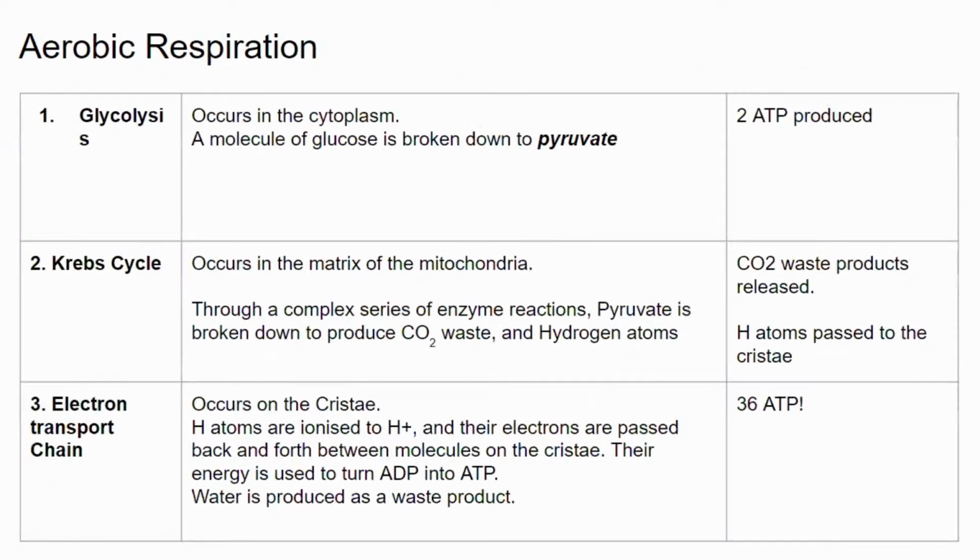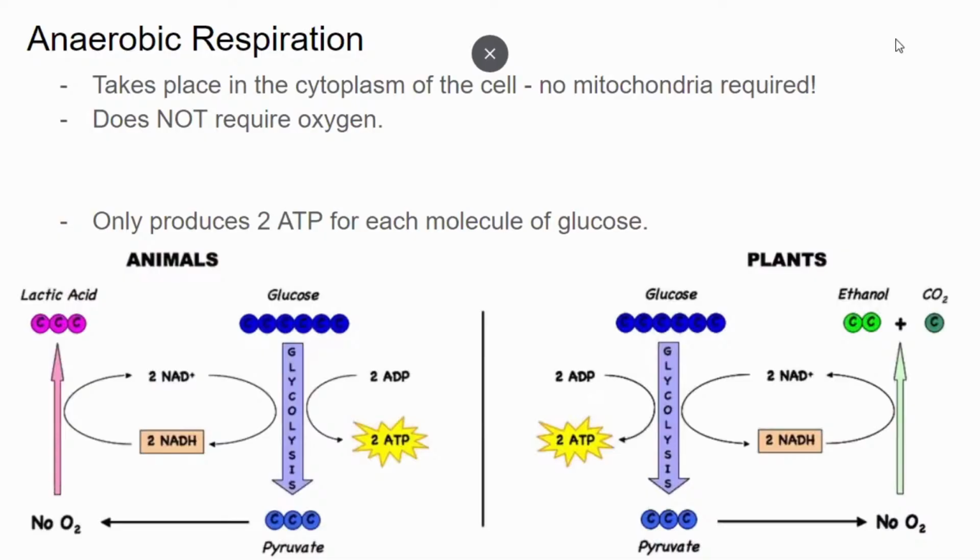So the key points for aerobic respiration are that it requires oxygen. There are 3 stages: glycolysis, the Krebs cycle, and the electron transport chain. And as a result, there are 38 molecules of ATP produced for every 1 glucose molecule. In contrast, we have anaerobic respiration.